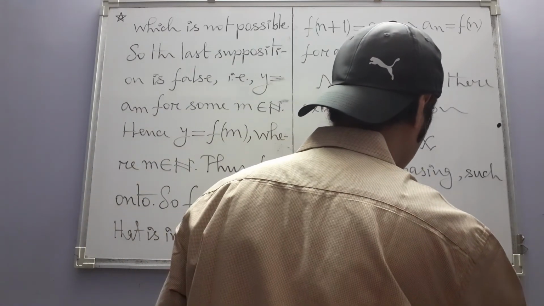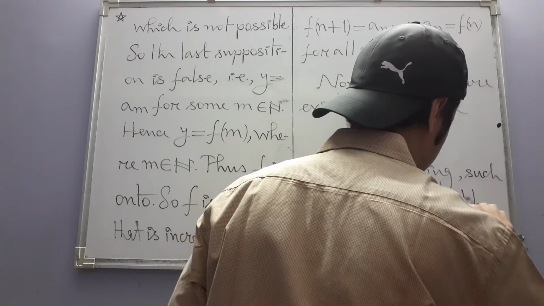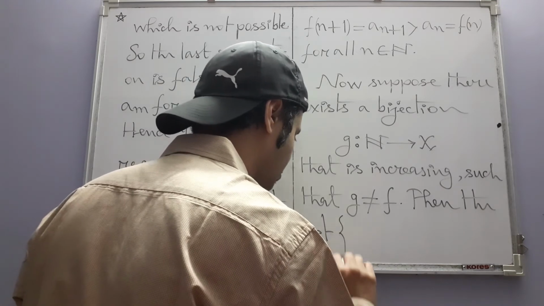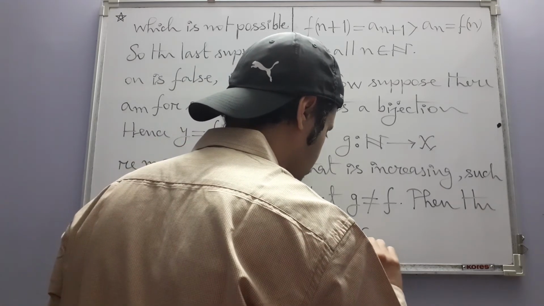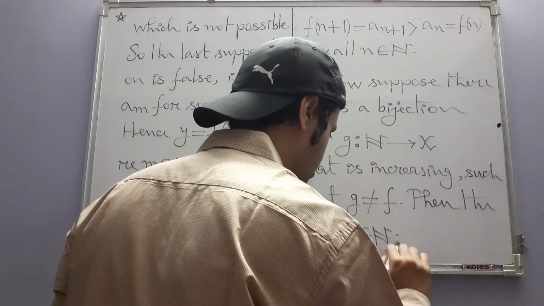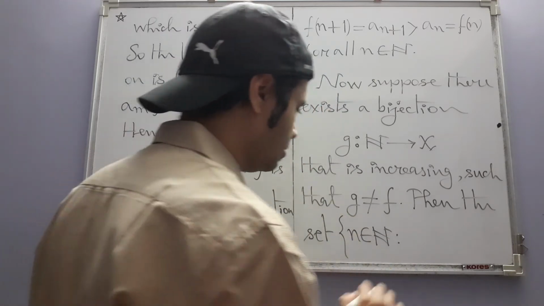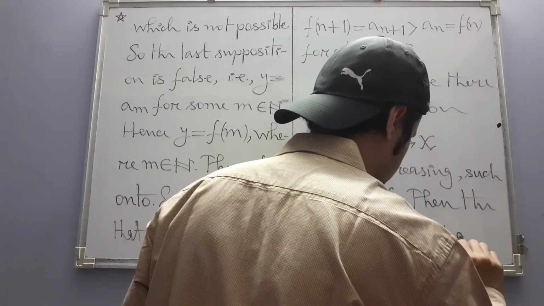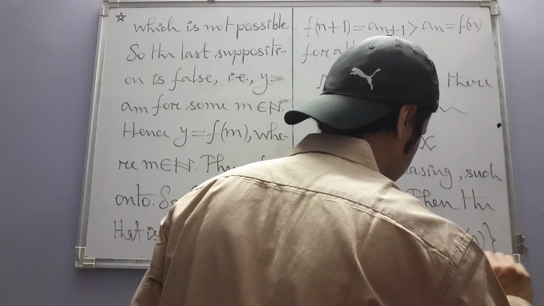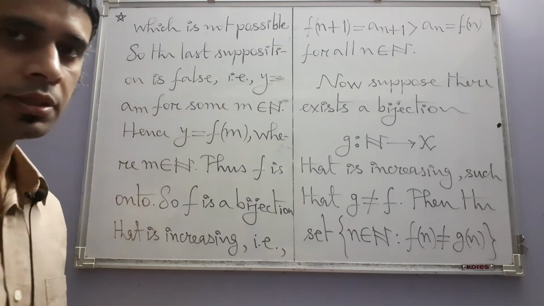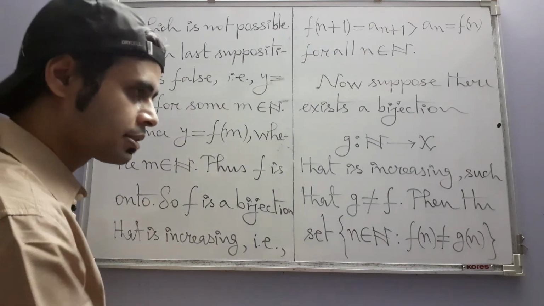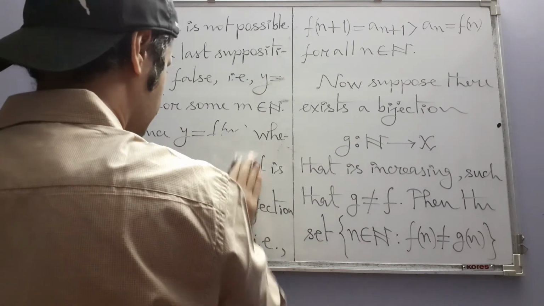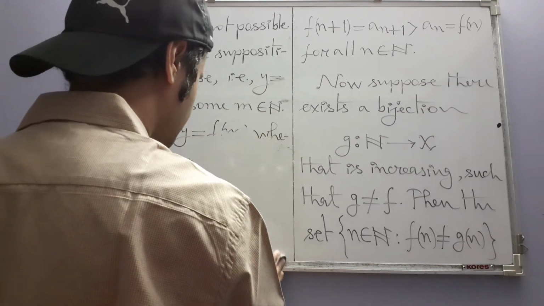Then the set of all natural numbers where f and g vary, that is, f of n is not equal to g of n, is a non-empty set, and definitely it's a subset of N. So we are now in a position to use the well ordering principle once more.